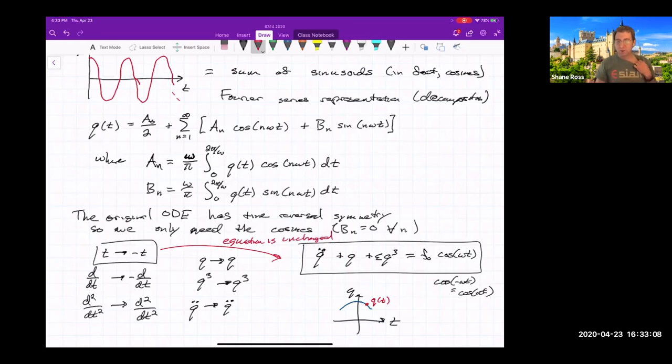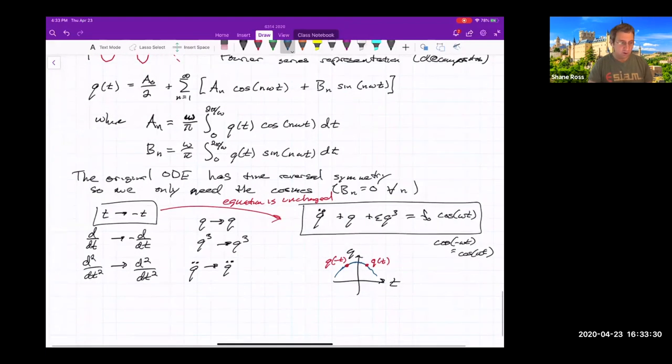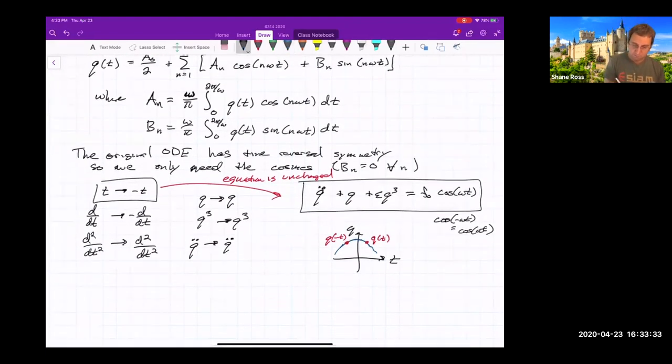Which means that if you have a solution going forward in time, then there's a mirror image solution, Q, going backward in time, for as far as you'd want to go. What this means is the solution is an even function, not an odd function. So since the sines are odd functions, they're all gone. So all we have are cosines. So that gives us some simplification.